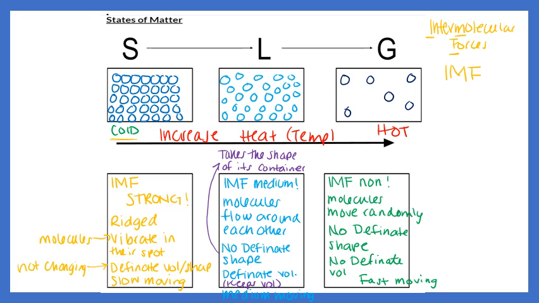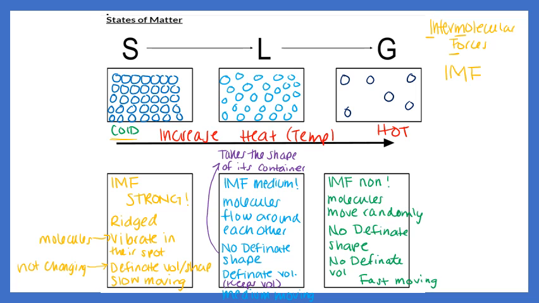Good boy. Okay, and then our gases, they have no intermolecular forces between them. Their molecules move randomly. They have no definite shape, no definite volume, and they are fast moving because they are hot, hot, hot. The intermolecular force is what allows these three phases to be their phases.